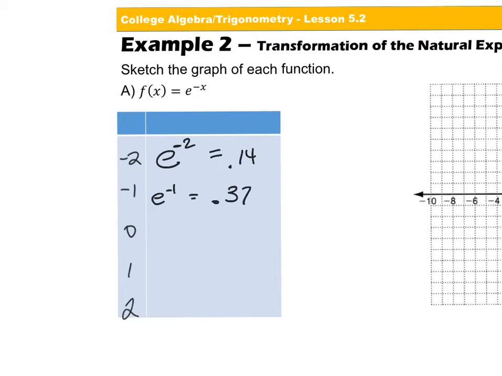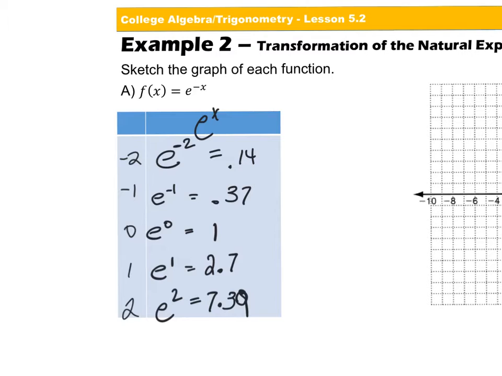0.37. All right. e to the 0 should be what? 1. e to the 1 is 2.72. And then e to the 2 is 7.39. Okay. We did not just evaluate that function. We evaluated e to the x.